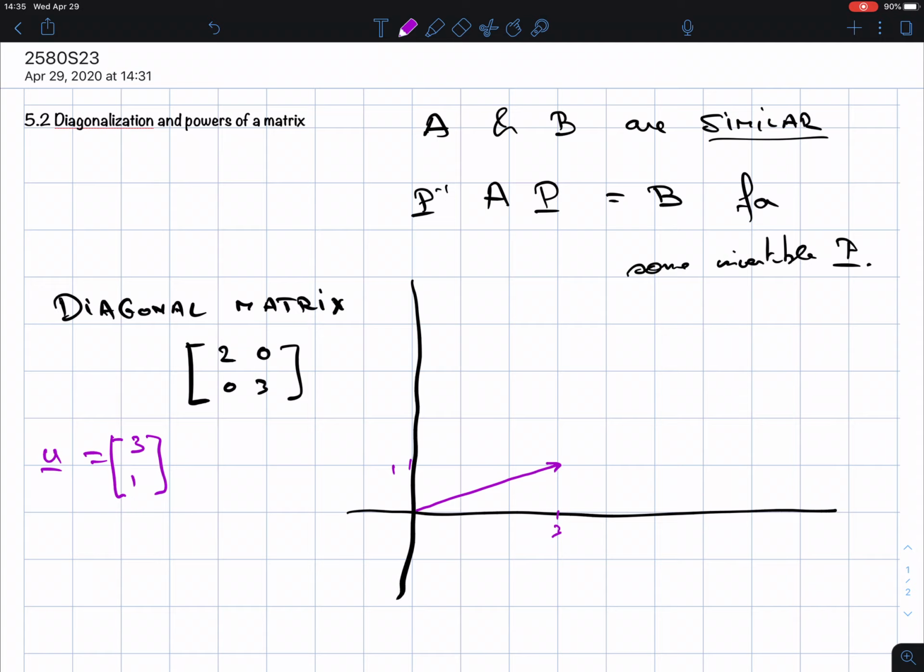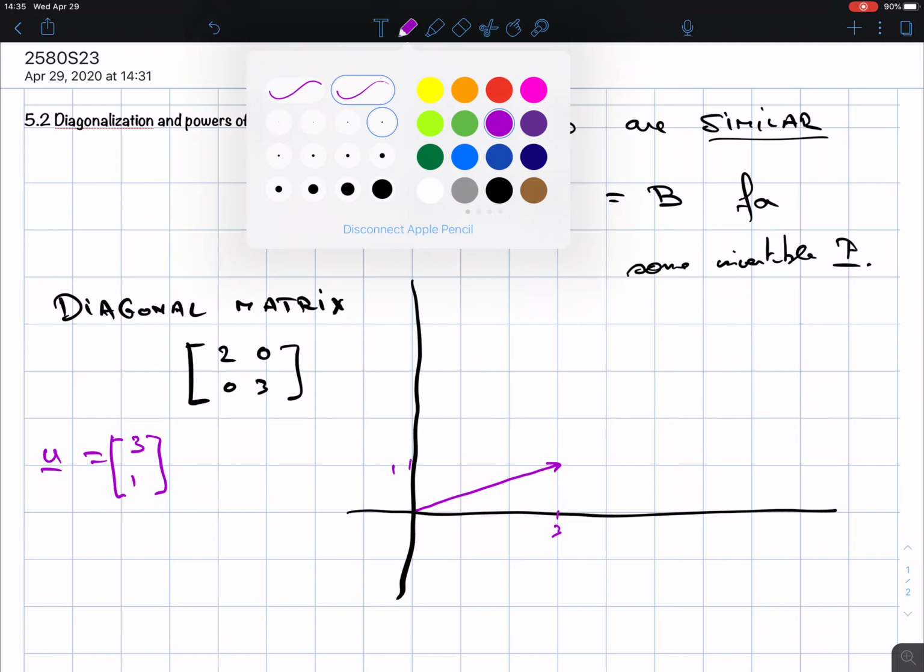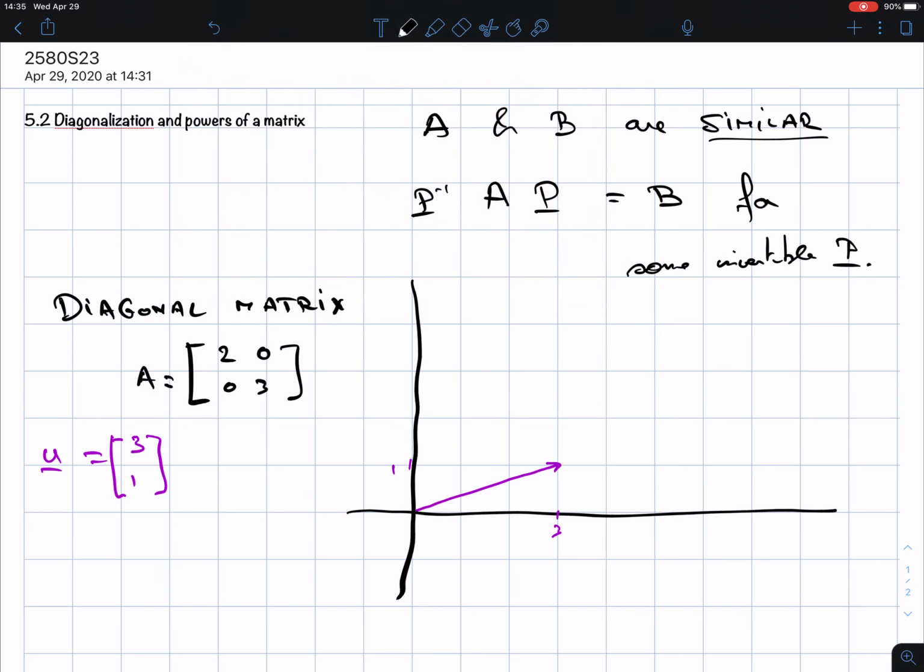So what is the image of this vector under A? This is my A here. So we calculate A times u bar. Let's do the matrix multiplication. What we get is 2 times 3, that's 6, plus 0, and then 0 times 3 plus 3. I get 6, 3. So let's graph that.